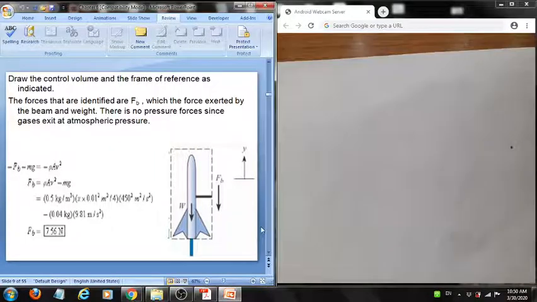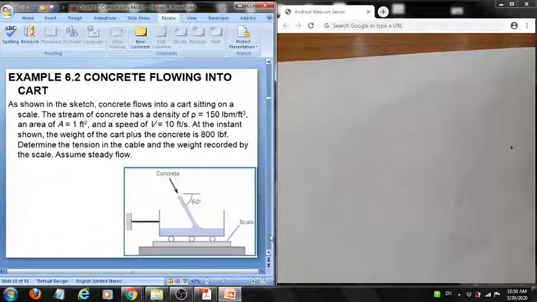Okay, let's take another example. In this case, we have a cart placed on a scale, and also this cart is held by a cable to the wall, so as to stop it from moving horizontally. Okay, bear with me in this problem. We have the units in British units or the British system.